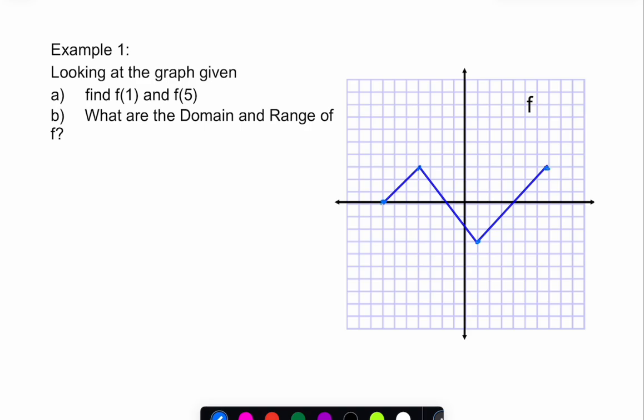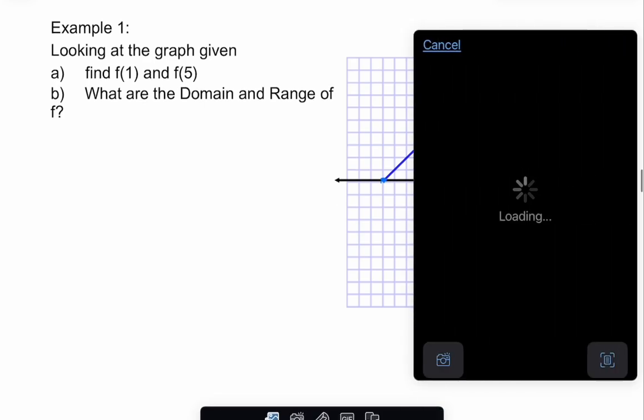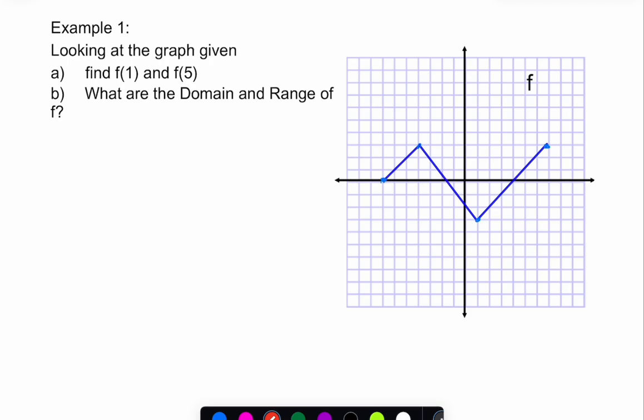Okay? So first thing it says was to find f of 1. Now remember, in f of 1, our x value is 1. So you're just going to find where the x value is 1, and that is the point (1, -3). So the value of f of 1 is -3. Please don't make these harder than they are, okay?